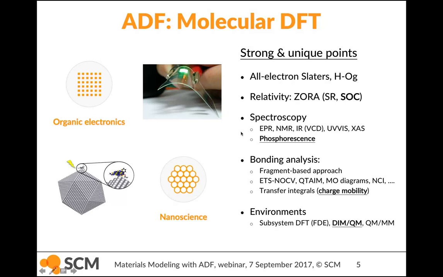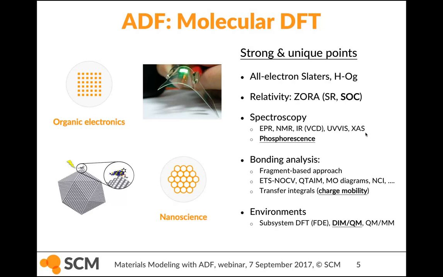So the core electronic properties that are important in EPR and NMR are treated relatively well, especially for systems where you have heavy elements as well as electrons sitting close to the nucleus, which need to be treated relativistically in properties such as X-ray absorption.